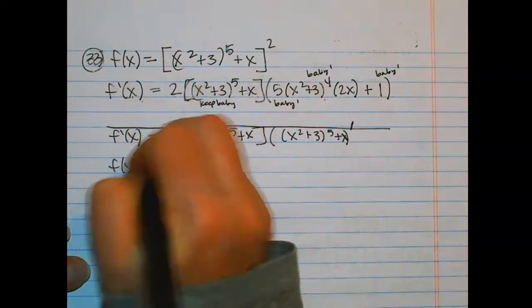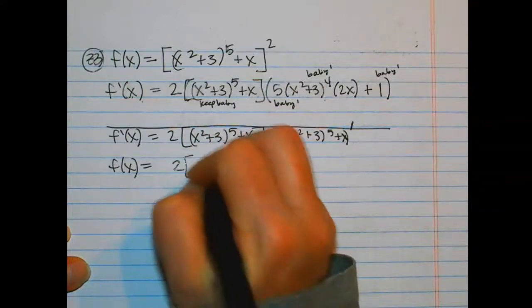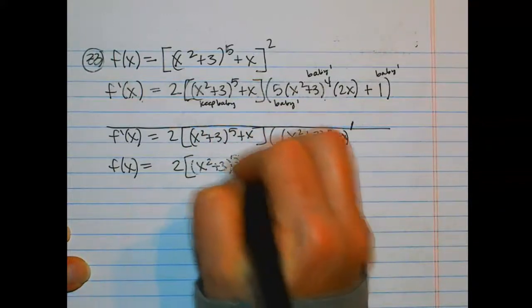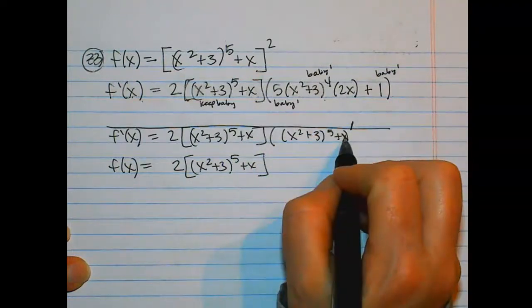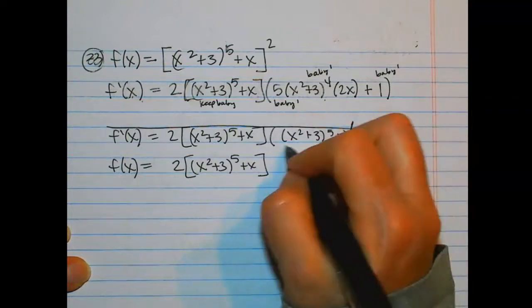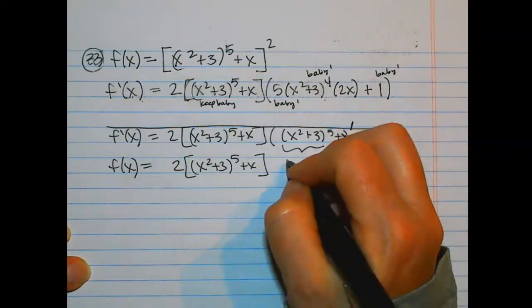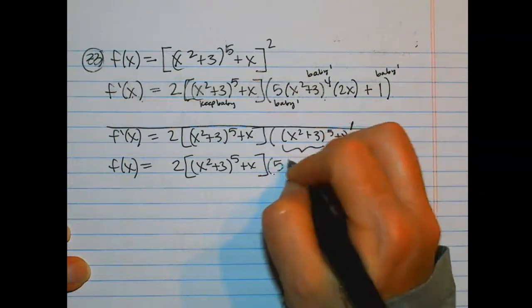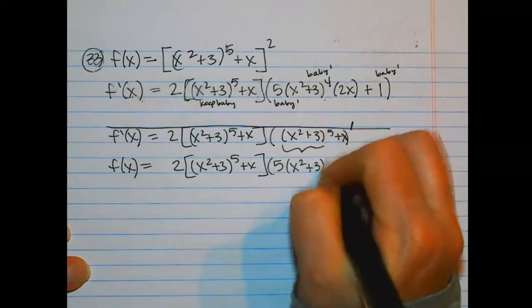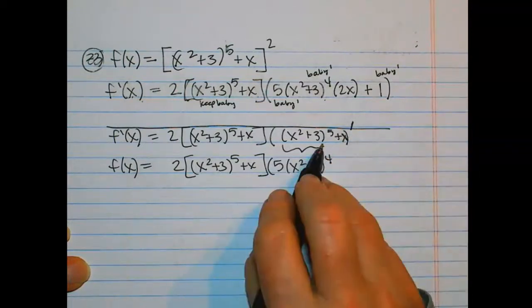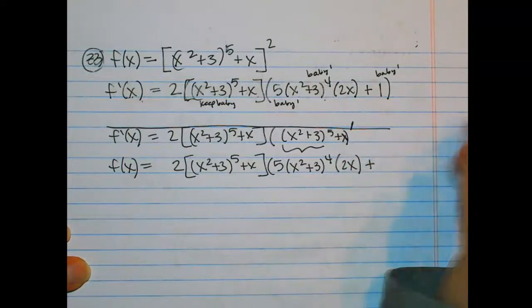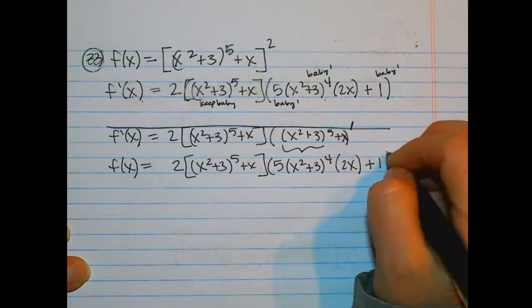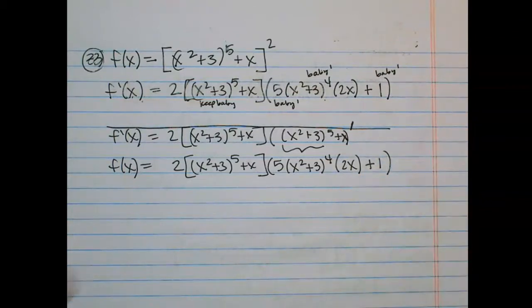So f of x equals, and all this part stays the same, 2x squared plus 3 to the 5th. Then when I take the derivative here, I have to take the derivative separately. So this derivative is going to be 5x squared plus 3 to the 4th. So that's chain rule, keep the baby, times its baby, plus the derivative of x, which is 1. And I'm going to leave that here.